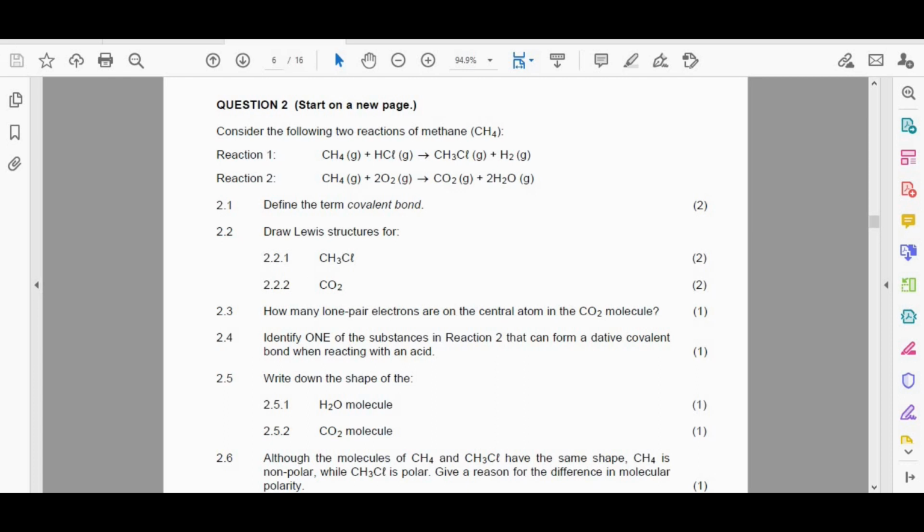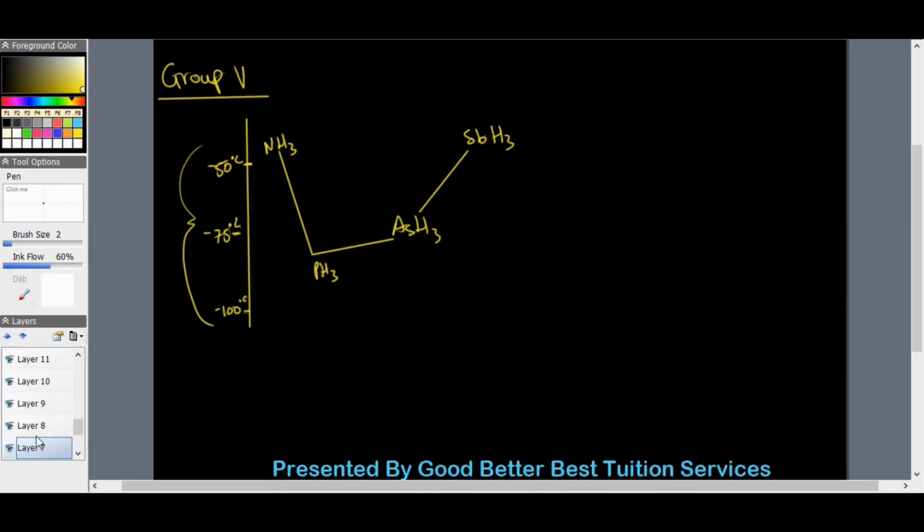Okay, work through it. Alright, so let's consider the following 2 reactions of methane. In the first reaction, methane gas reacts with hydrochloric acid gas, HCl gas. And in the second reaction, methane gas also reacts with oxygen gas. Two different reactions. Define the term covalent bond. What is a covalent bond? Well, we can easily do that.